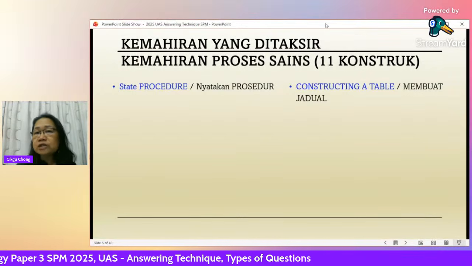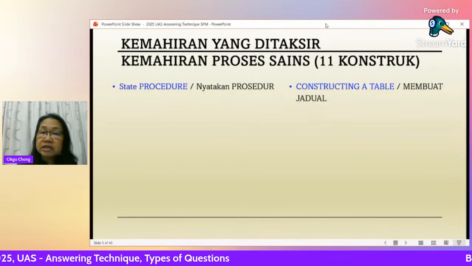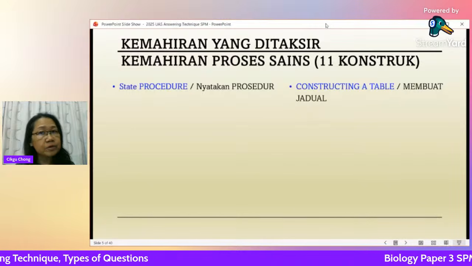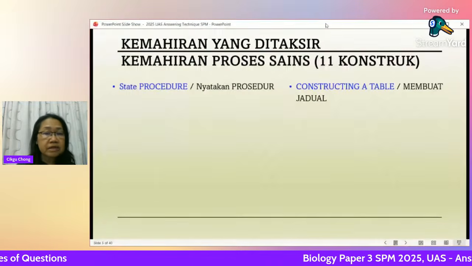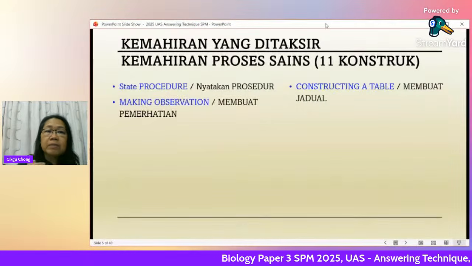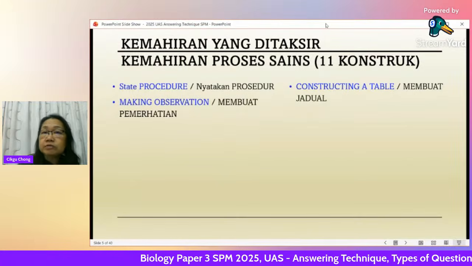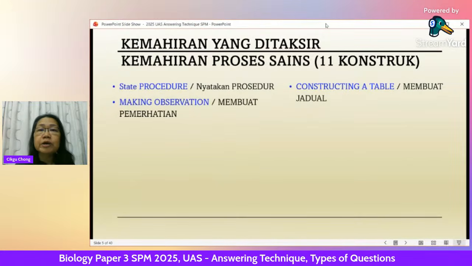The next thing you need to do is how to construct a table. And in constructing a table, you must have your manipulated variable and your responding variable. They must exist in the table. Okay, making observation. How do you make an observation? What are you going to write when you make an observation?